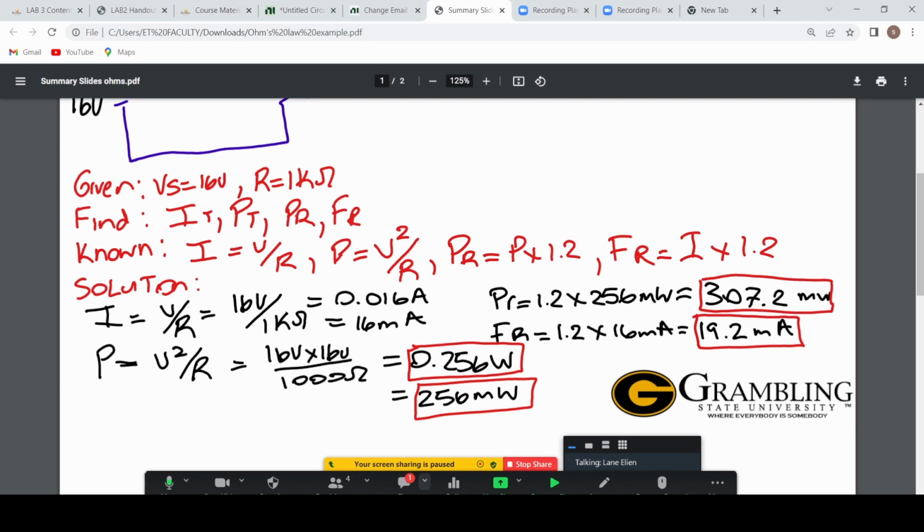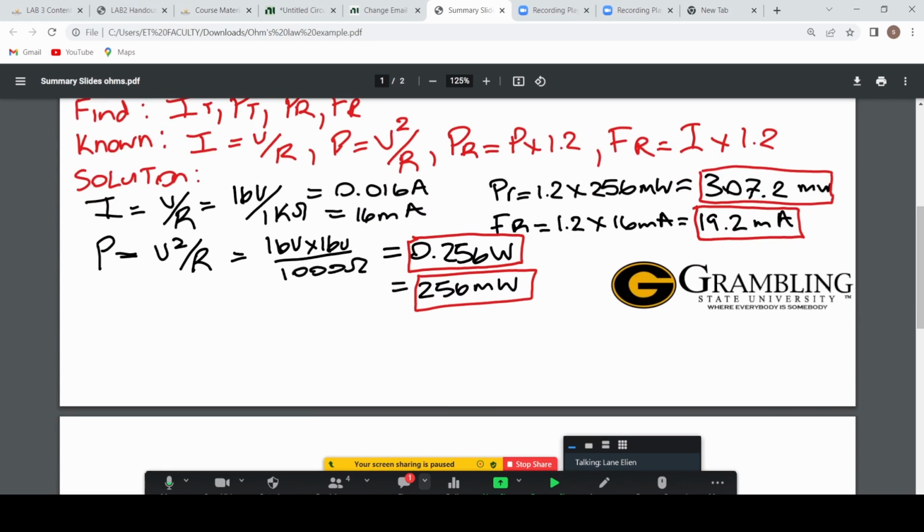Again, we have an equation for power, that power is equal to V squared over R, like we discussed in class yesterday. We also have the equation for power rating, that power rating is equal to power times 1.2, which is essentially saying power times 120%. Then we have the equation for fuse rating, that the fuse rating needs to be the total current in the circuit times 1.2, right?